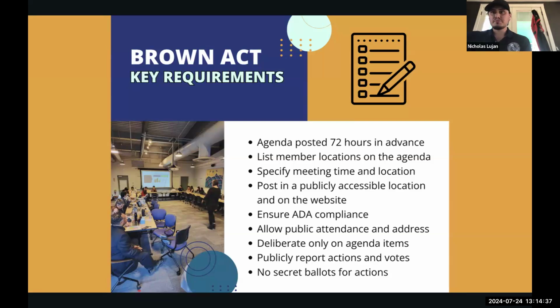And then you want to post publicly the accessible location on the website, and you want to ensure that it's ADA compliant. ADA is the Americans with Disabilities Act. Through that, you want to make sure that everyone has access to the location, the website, and the technologies, especially if they have a disability. So you want to allow for public attendance and supply the address. You want to deliberate only on the agenda items, and publicly report actions and votes. And there should be no secret ballots for the actions, which we all in the room need to maintain. And I am handing it back over to Emily.